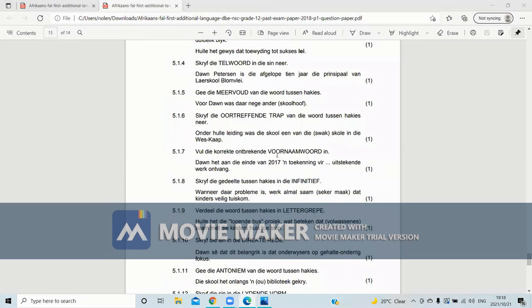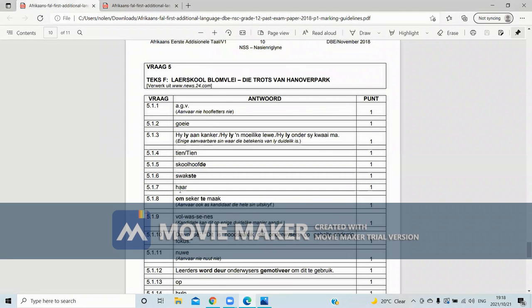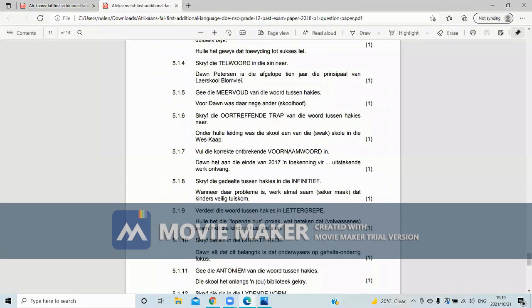Okay, and then voornaamwoord is a pronoun. So Dawn het aan die einde van 2017 'n toekenning vir haar uitstekende werk ontvang. So Dawn is obviously a girl, but you can just check in the text if you're not sure. So it's haar. So her, for her hard work. Okay, then where am I?